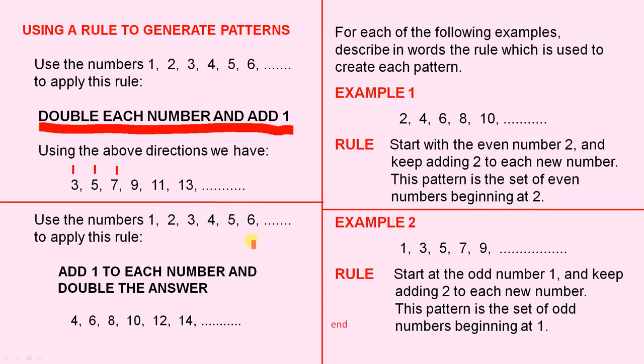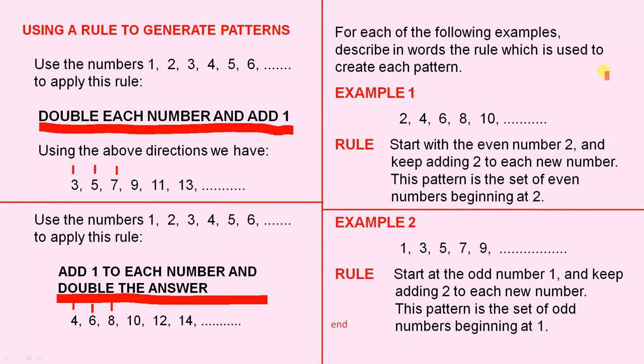Okay, what we're going to do now is, again we have the numbers from 1 to 6, but we have a different rule. So this rule here is just a little bit different, and what we're doing, add 1 to each number and double the answer. 1 plus 1 is 2, double 2 to give us 4. 2 plus 1 is 3, double 3 to give us 6. 3 plus 1 is 4, double 4 to give you 8, and continue that pattern to get those 3.